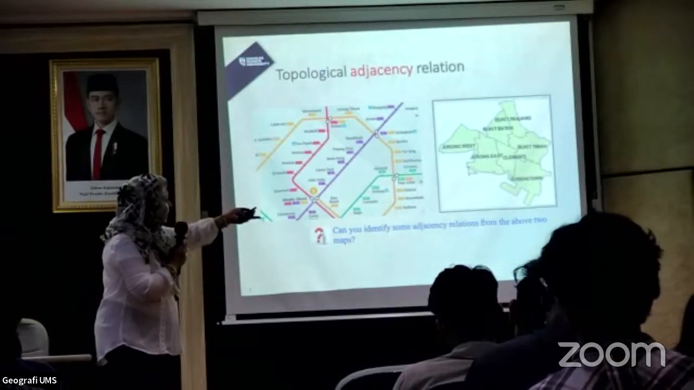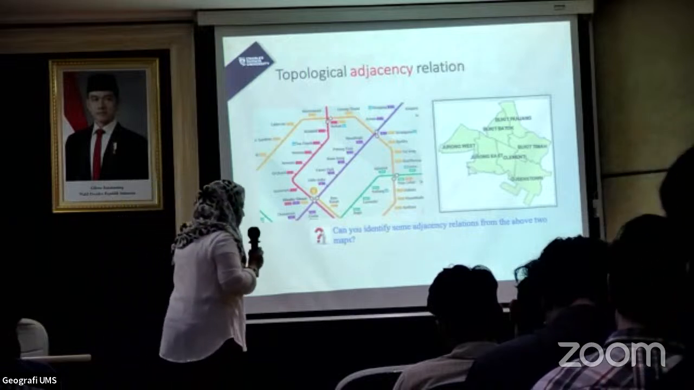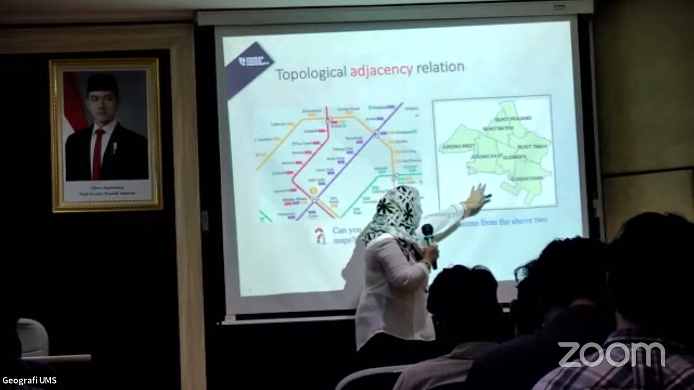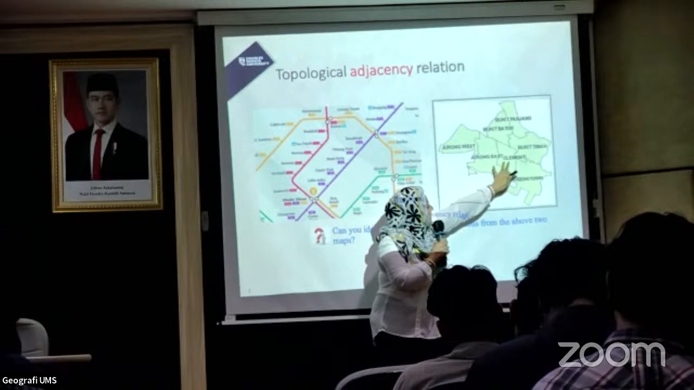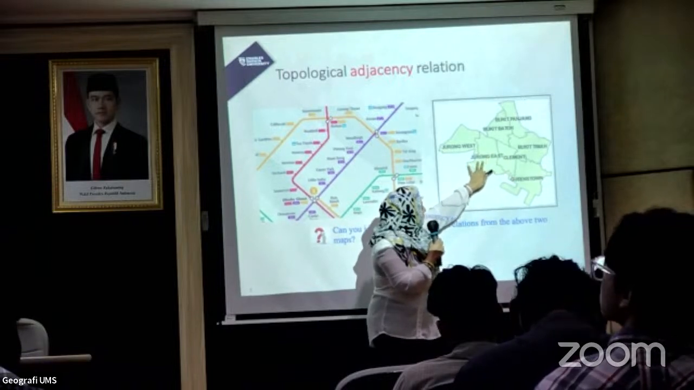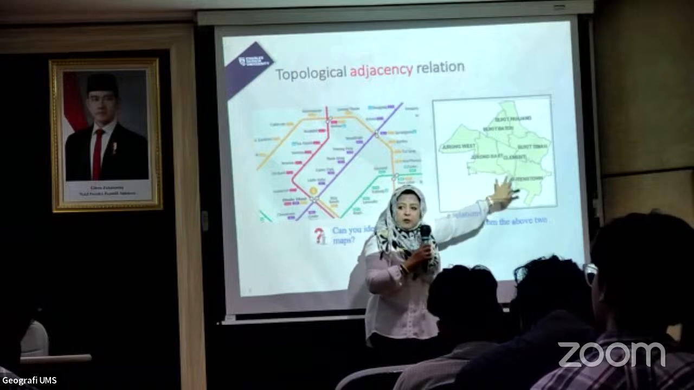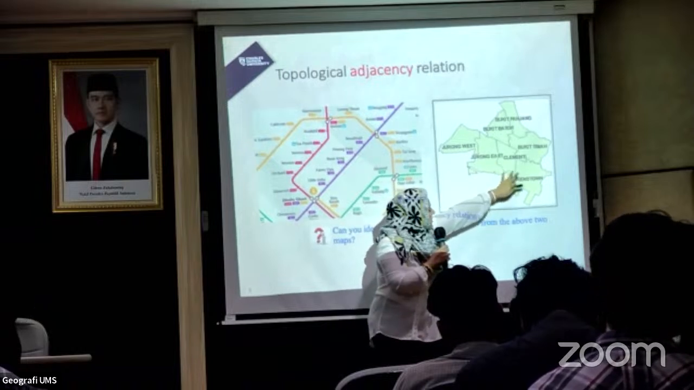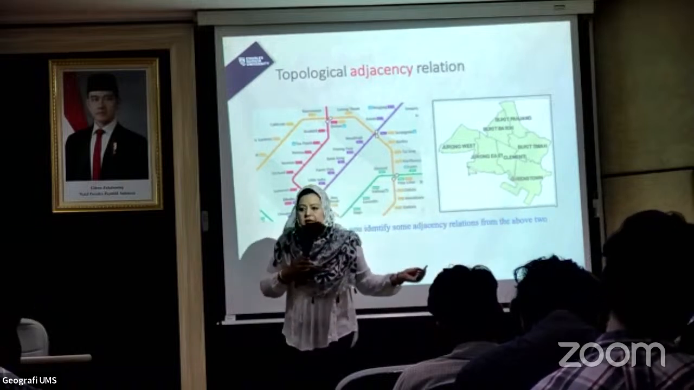So adjacency, you can also see how those districts are related with each other. For example, this is Clementi, so its adjacent districts are Jurong, and then you can also see how different districts are related.